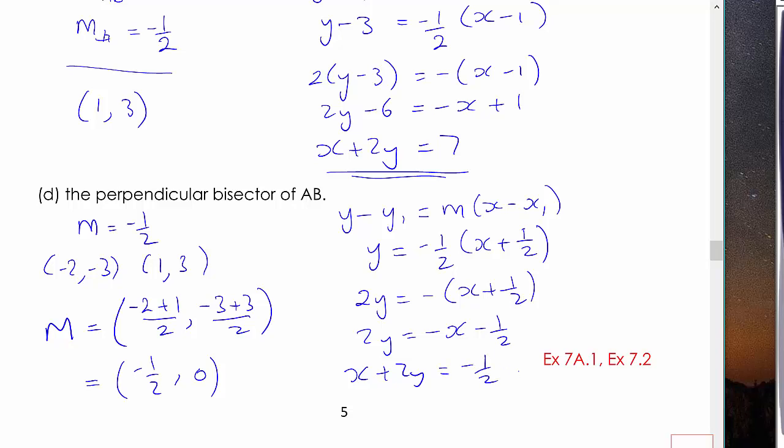Now generally, when we're writing equations in this form, the constants are always integers, the whole numbers. So multiply through by 2 here, and we've got 2x plus 4y is negative 1, and that's much more likely to be given in general form.